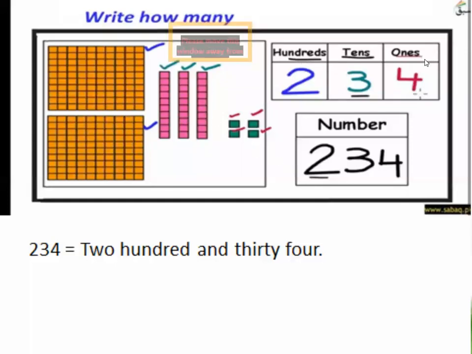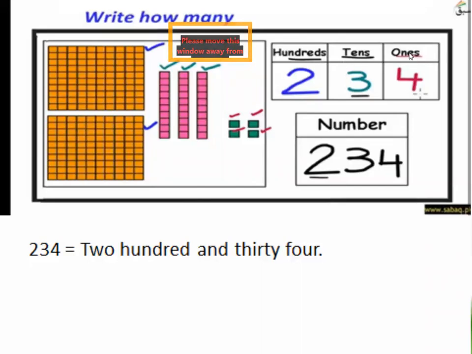So we start with the ones place. How many ones blocks are there? These small blocks show ones blocks. So 1, 2, 3, 4. There are only 4 ones blocks. So we write 4 in the ones column.